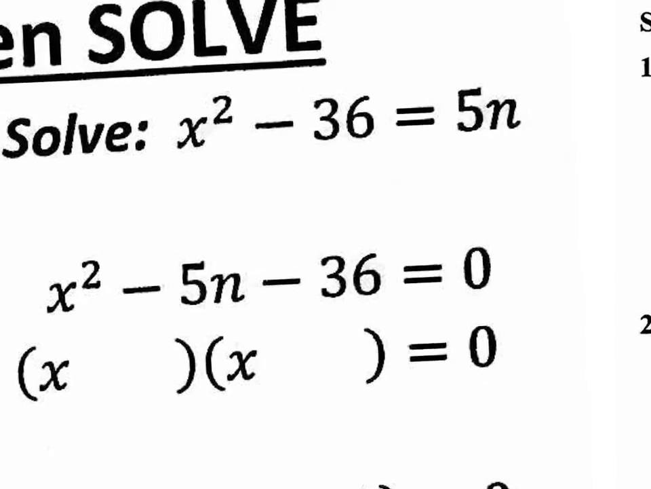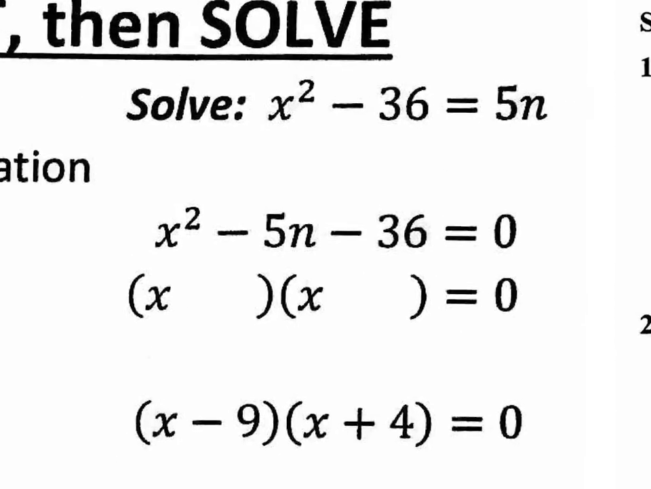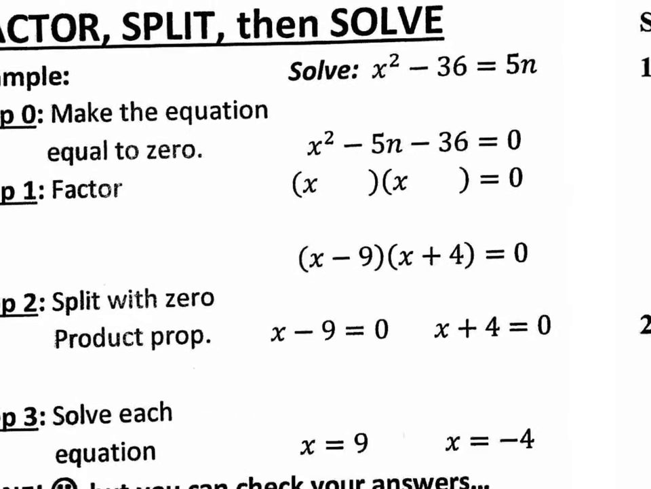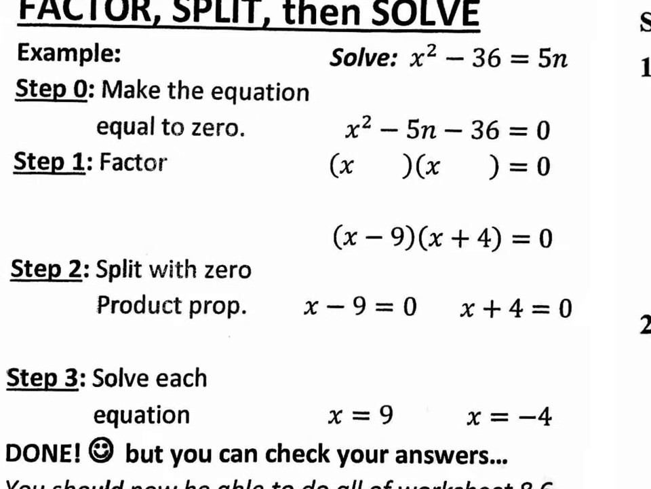So here's the equation, x squared minus 36 equals 5n. So step 0 is to make the equation equal to 0. So the first thing we should all do on this little slip of paper is subtract 5n, right? And what you do to one side, you do to the other side, subtract 5n. Now, you can't subtract 5n from 36, or you can't even subtract 5n from x squared. Wait a minute, that's a major problem. That was a typo. I apologize, guys. Do this. Change that 5n to a 5x.